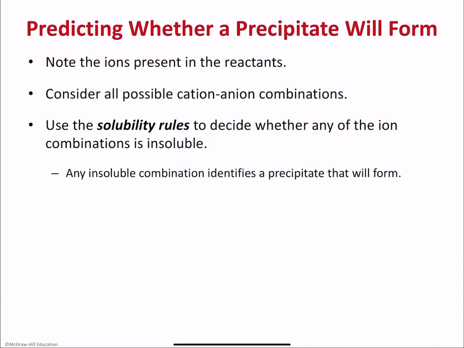So it says here, how do you predict whether a precipitate is going to form or not? Well, the first thing to do is you have to be able to identify the ions that are present in the reactants. So that means you have to be able to look at the element and determine what the charge would be. Then you consider all the possible cation-anion combinations. So you imagine any cation that's in solution combining with any anion. So you look at all the possible combinations, and most of the time we only have a couple of possibilities, but we look at all of them, and then we use what are called the solubility rules to decide whether any of the ion combinations is insoluble. And any insoluble combination identifies a precipitate, so a solid, that will form.